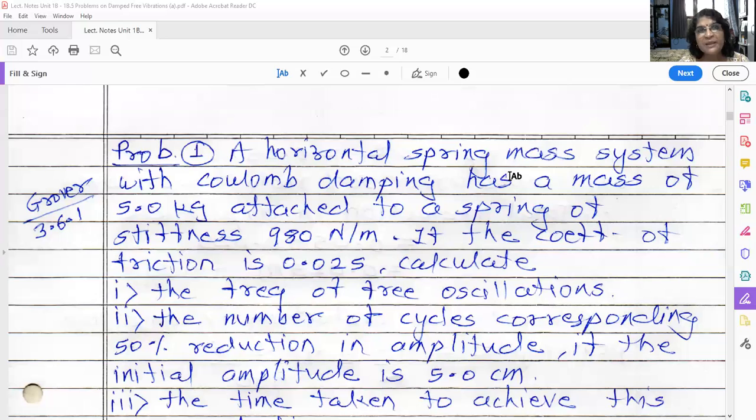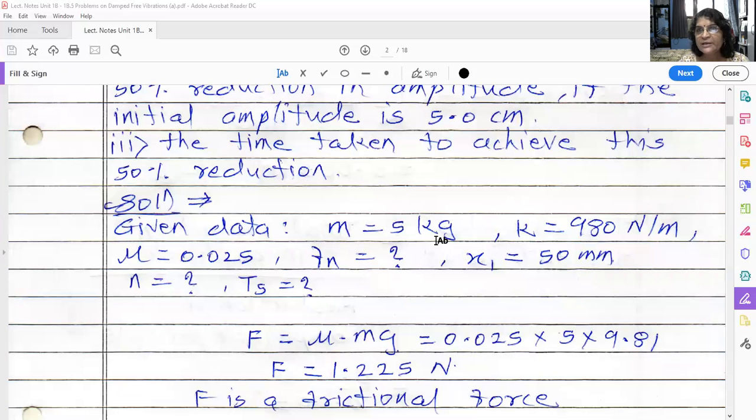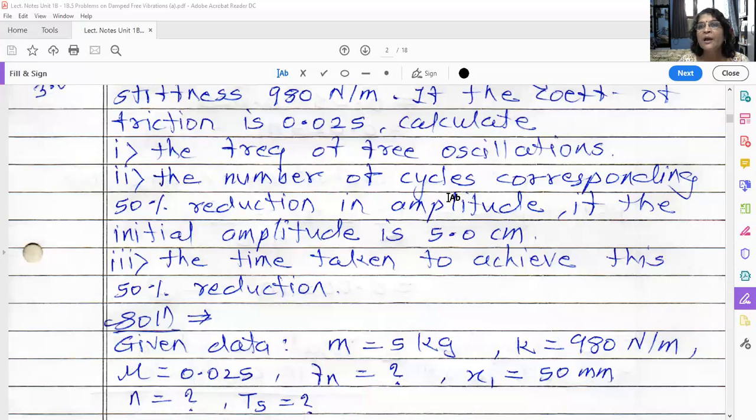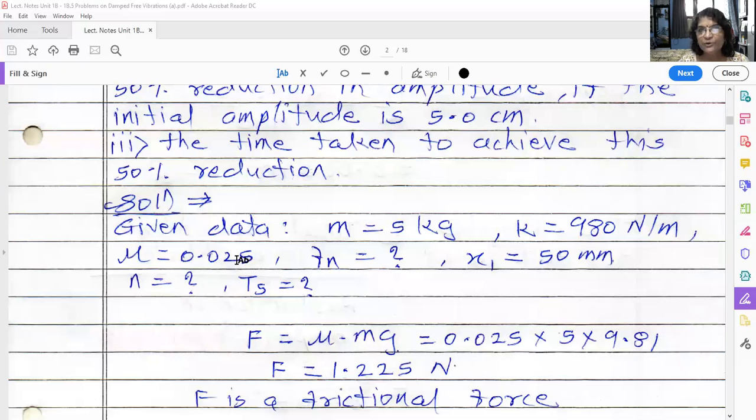A horizontal spring mass system with Coulomb damping has a mass of 5 kg attached to a spring of stiffness 980 Newton per meter. That means mass is given, m is equal to 5 kg, k is given 980 Newton per meter. If the coefficient of friction is 0.025, calculate. So that means mu is given 0.025.